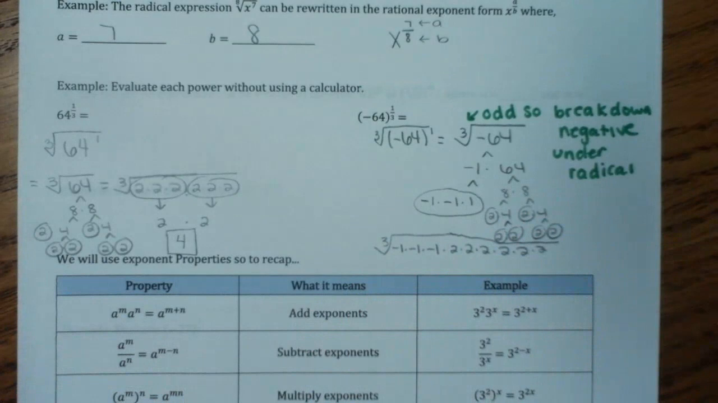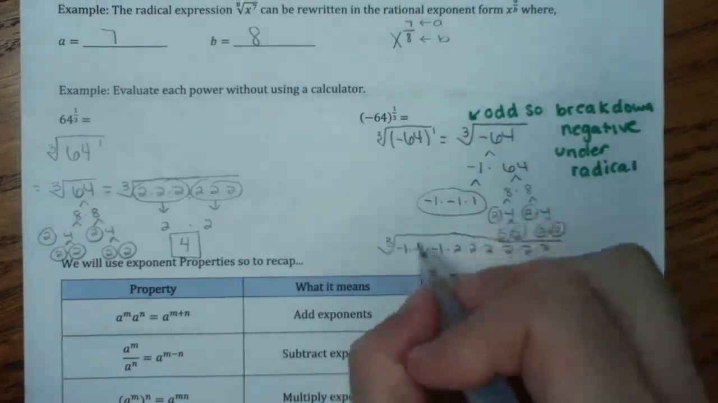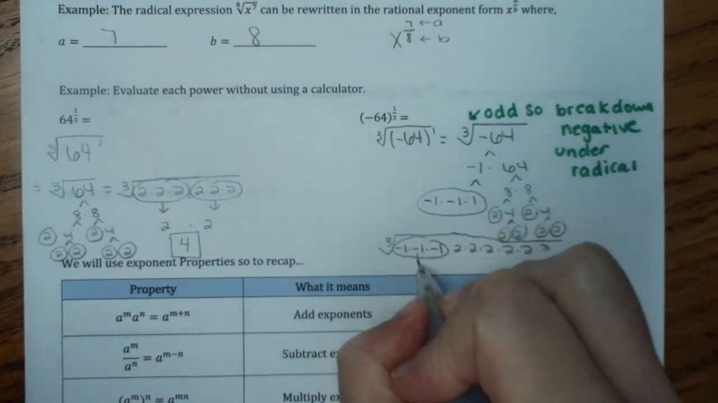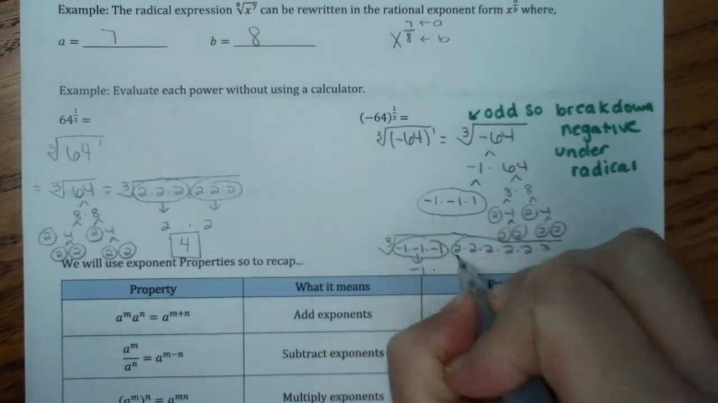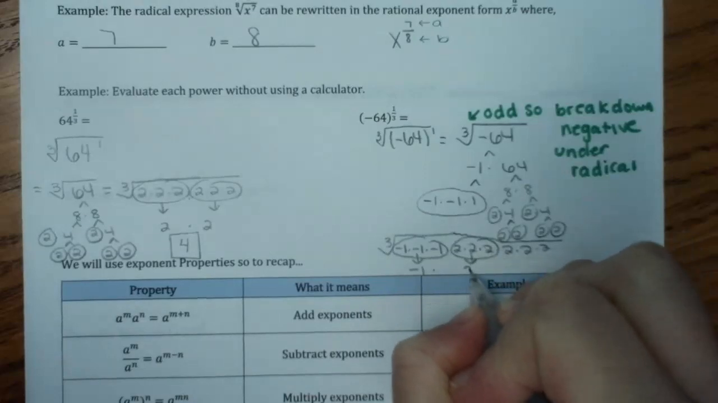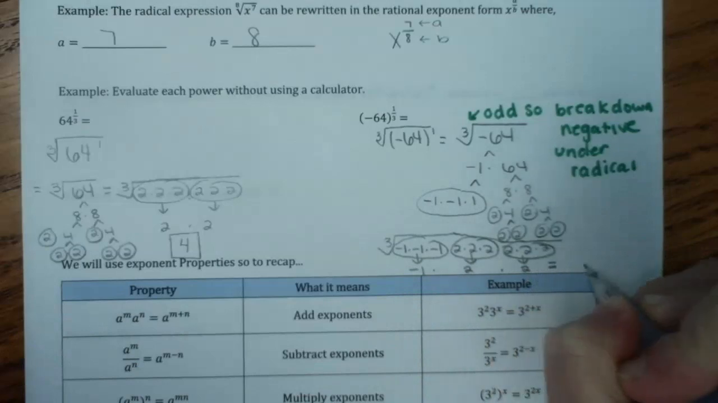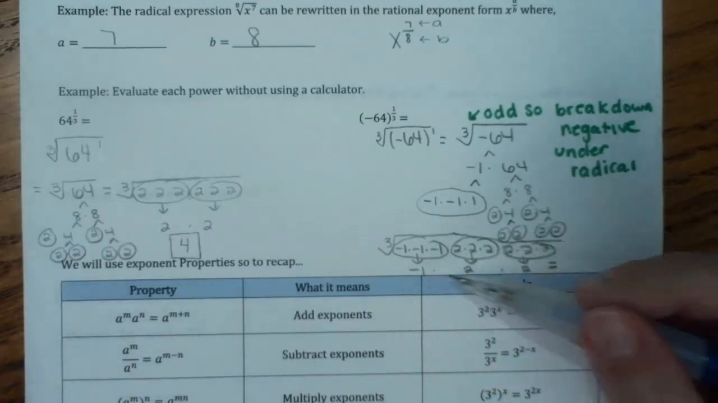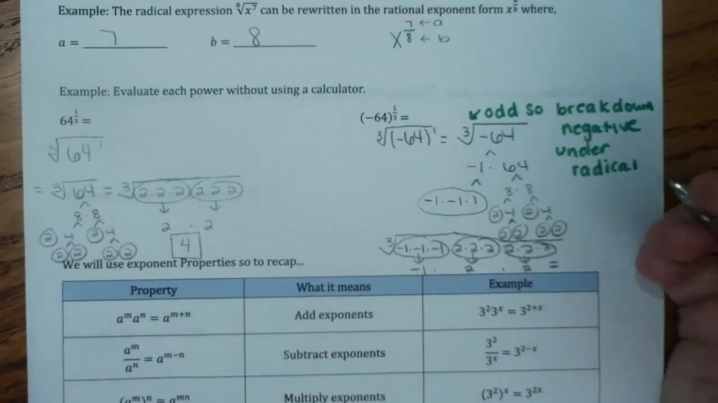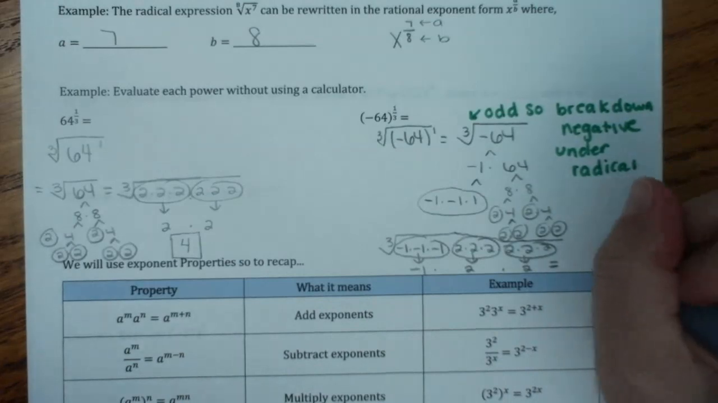It's the cubed root, so we're looking for 3 of a kind. So these 3 -1s are going to come outside the radical. These 3 2's are going to come outside the radical. These 3 2's are going to come outside the radical. Nothing's left underneath the radical, so the radical goes away. So we're left with -1 times 2 times 2, which would give us -4.